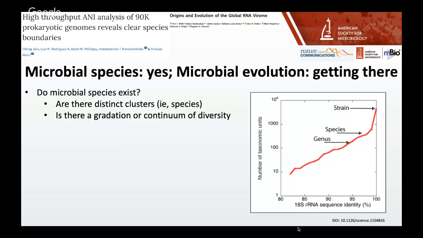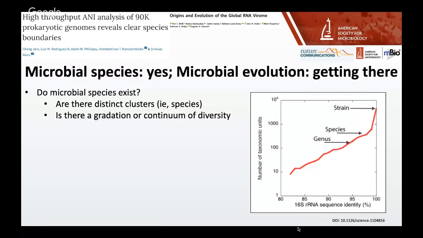So the take-home message of these two different studies are basically that microbial species, yes, and microbial evolution, getting there. In terms of whether microbial species do exist, this study fairly well establishes that they do have separate and distinct species, and we'll get into what that means. But the role of evolution, of course, is something that is ongoing, and understanding how microbes have evolved is something that will always be changing as we gather more information.